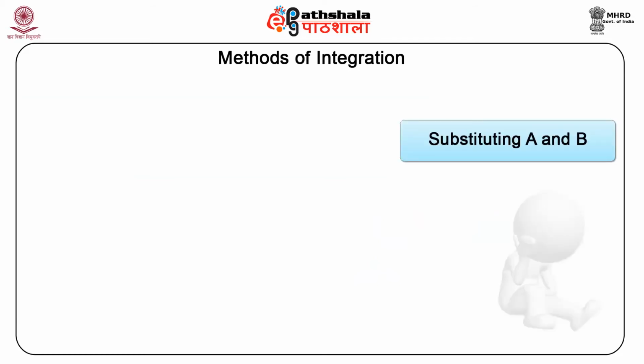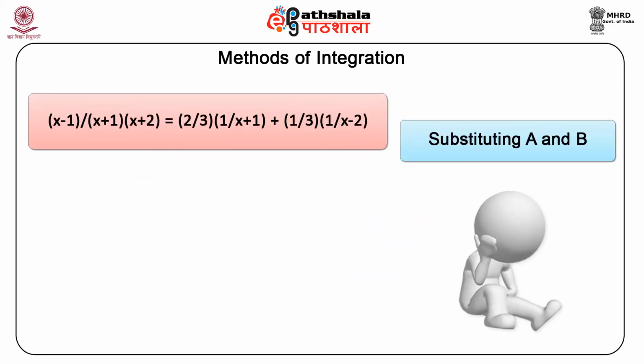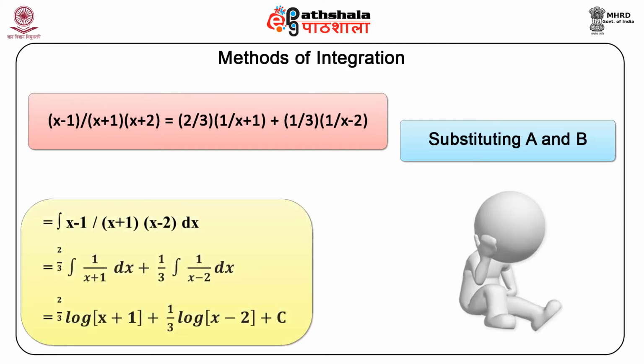Substituting A and B, we get (x minus 1) divided by (x plus 1)(x minus 2) equal to 2 by 3 into 1 over (x plus 1) plus 1 by 3 into 1 over (x minus 2). So the integration of (x minus 1) divided by (x plus 1)(x minus 2) dx is equal to 2 by 3 integration of 1 over (x plus 1) dx plus 1 by 3 integration of 1 over (x minus 2) dx, which is equal to 2 by 3 log|x plus 1| plus 1 by 3 log|x minus 2| plus C.